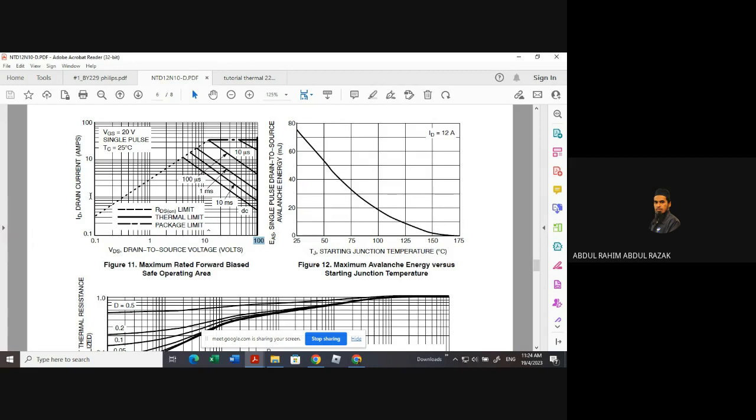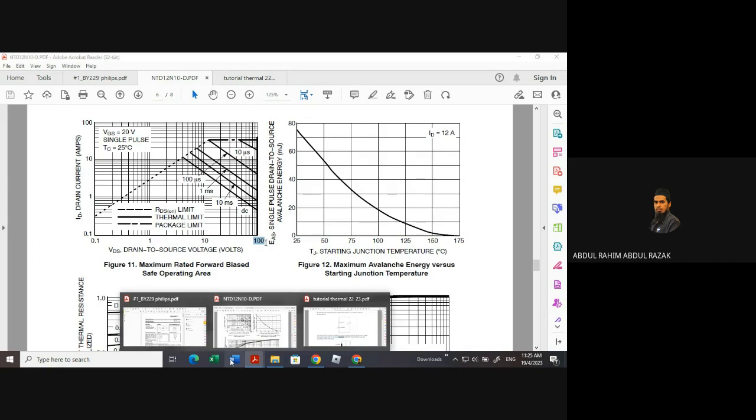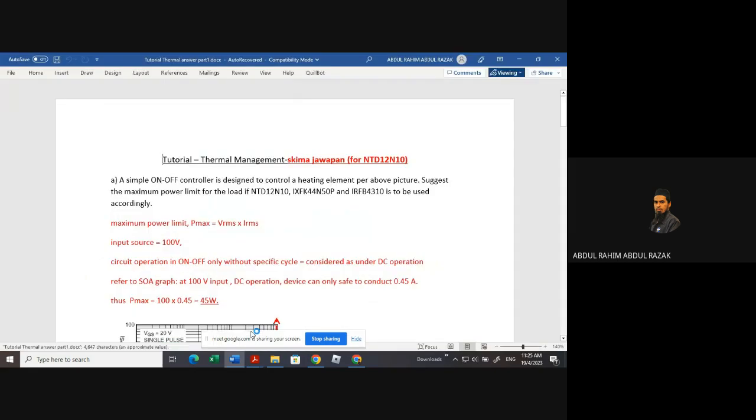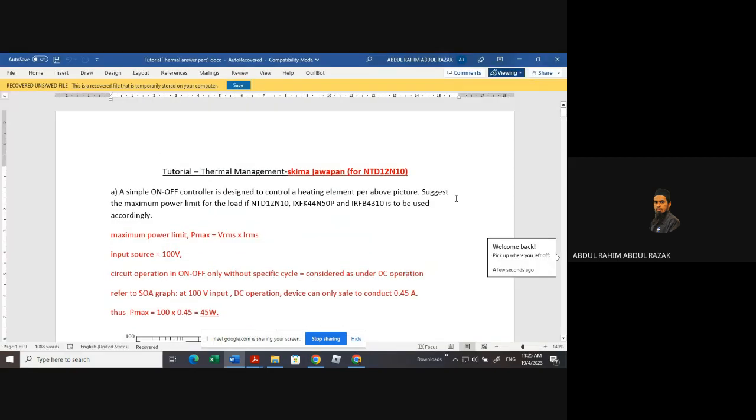to bukan sekian satu. Mungkin kurang 4 volt. Nampak tak? So that is the issues where when you want to use your device. So you have to suit with your application. Nampak tak? So how to determine maximum power limit?